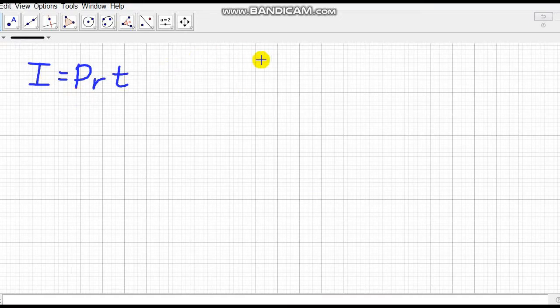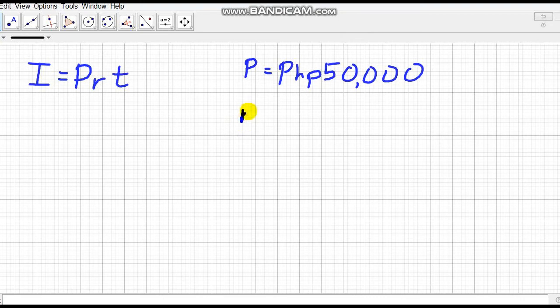So let's have an example. Let's say that our principal is 50,000 pesos. And this 50,000 pesos has an interest rate of 3%, payable in, let's say, 2 years. So how much will the interest be after 2 years?